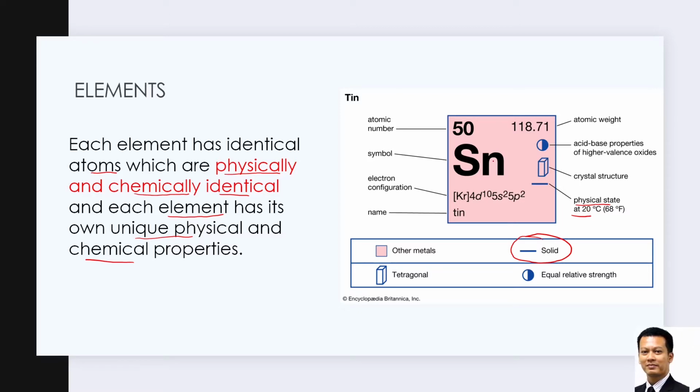So this is stannum. The properties of acid base, for stannum, it will have the same thing, equal relative strength. We are going to learn more about the properties of each element when we study the periodic table.